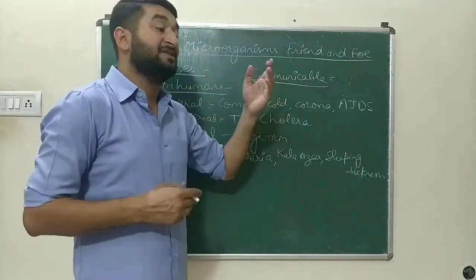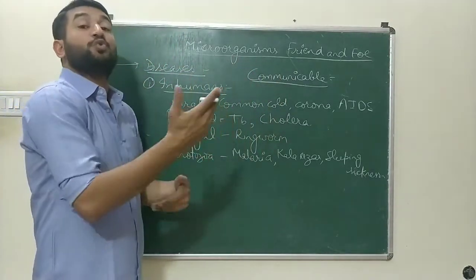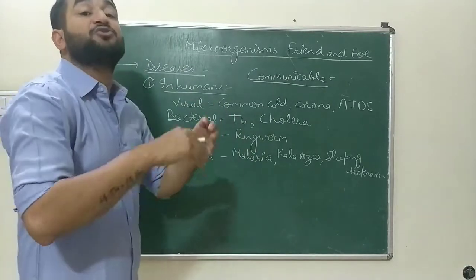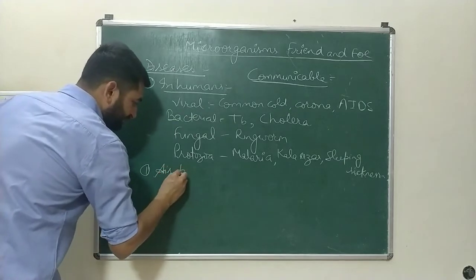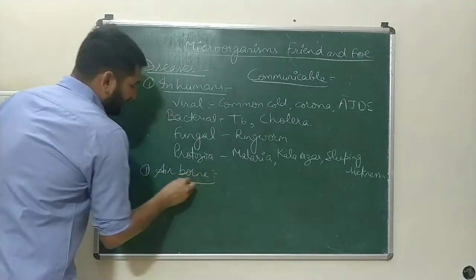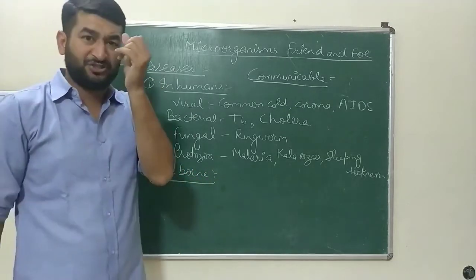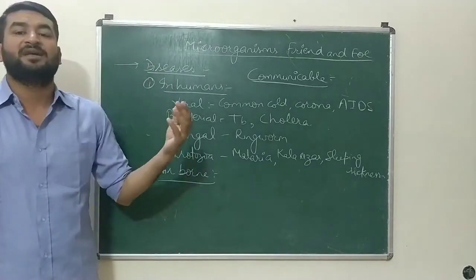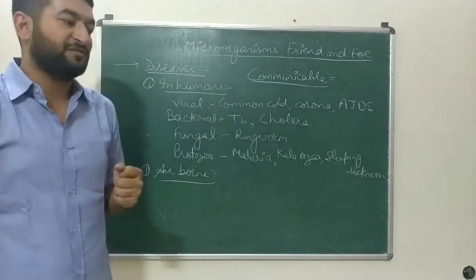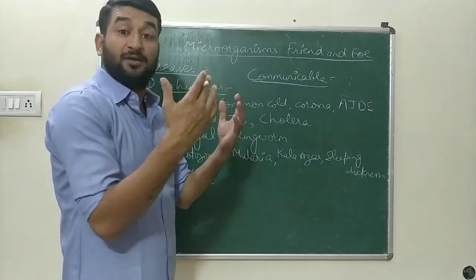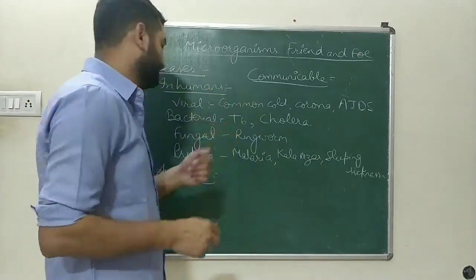Those communicable diseases are spread from a patient to a healthy person by various means. The first one is airborne diseases. These are diseases which can spread from a patient to a healthy person through air, like TB and common cold. These are two examples of diseases which spread through air. Corona also spreads through air.